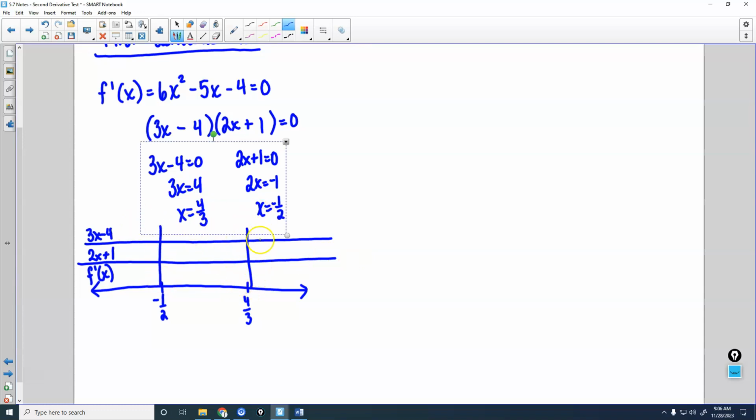So the 3x minus 4, let's see, 0 would give me a negative, anything bigger than 4/3 will give me a positive. For the 2x plus 1, I'll get negative here, positive, positive. So I'm looking at positive, negative, positive.